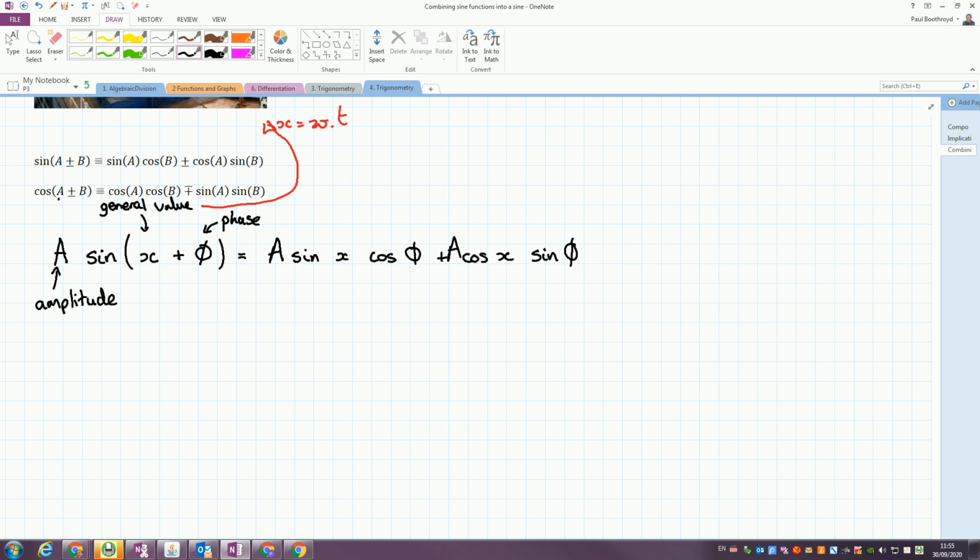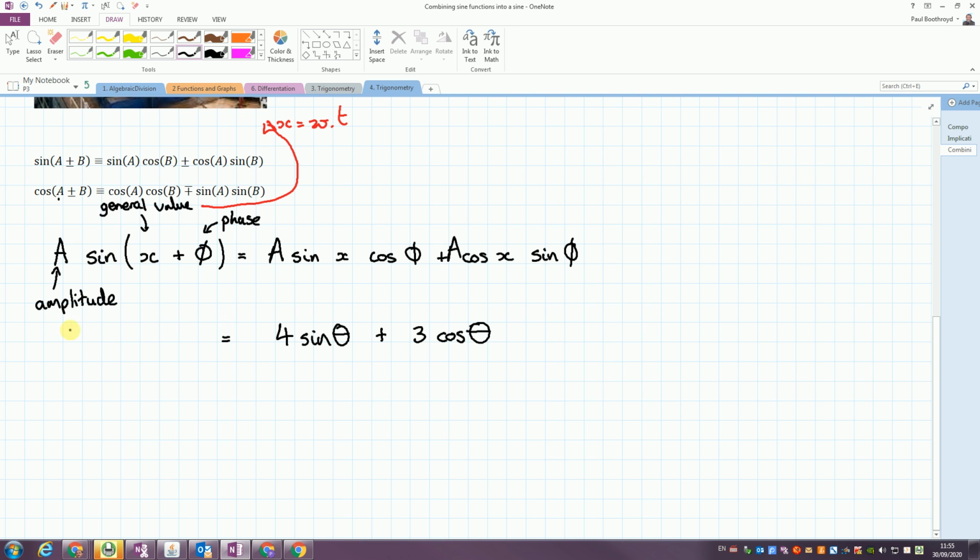So we're going to use an example to work out how all of this comes about. And we're going to be asked to express the following two functions as a single sine function. So I've got two functions first of all coming in, one which is 4 sine of theta plus 3 cos of theta.